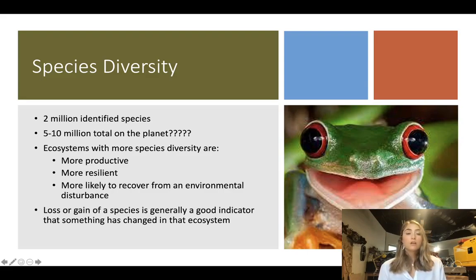Now with species diversity, we're talking about the total amount of different species that exist within an ecosystem. Just to give you an idea of how much species diversity we have on the planet, we've identified about 2 million species, which sounds like a lot, but it is estimated that we have anywhere from 5 to 10 million total on the planet, which means there's up to 8 million species that we haven't been able to identify. That may sound weird, but you have to think about all the different variations in small insects that are challenging for us to find that we may not even be looking for. Additionally, there is extinction happening constantly. So there are species that we may have never even identified that have come and gone in our lifetimes that we'll never even know about.